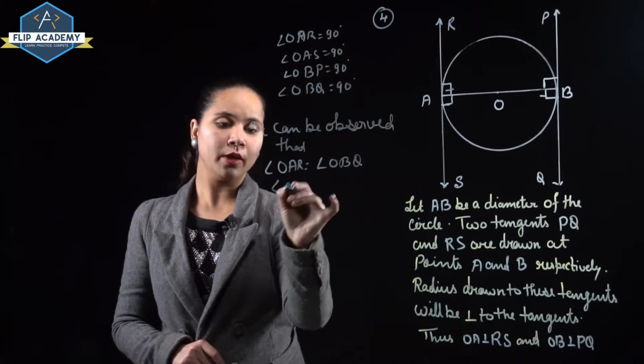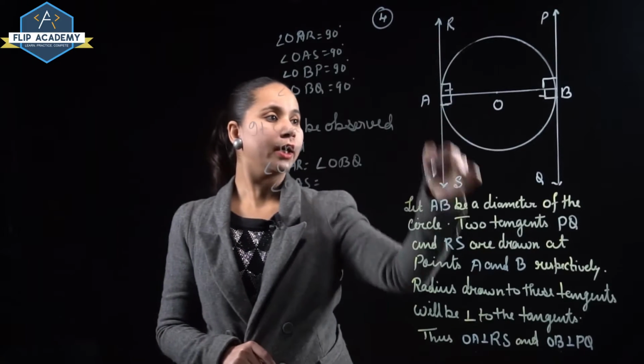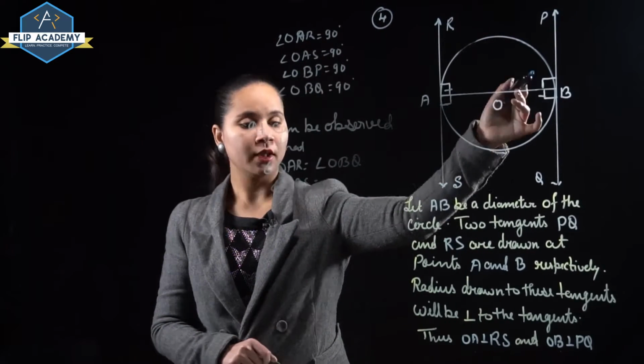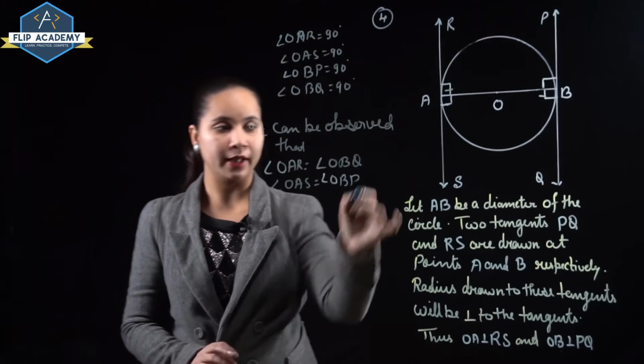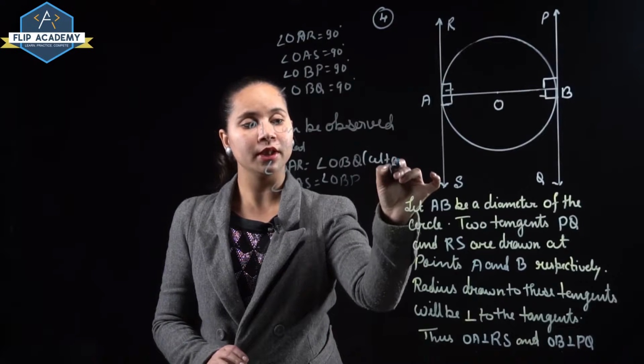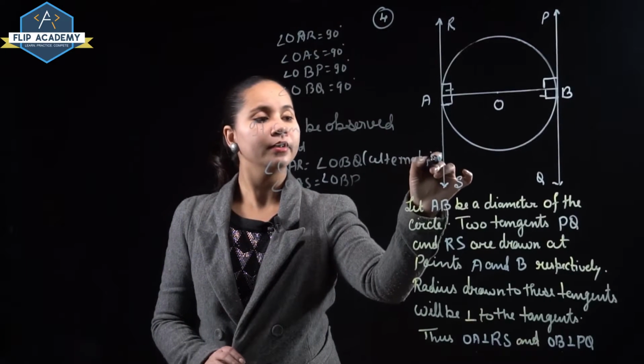Now it can be observed that angle OAR is equal to angle OBQ. Similarly, angle OAS is equal to angle OBP. तो इस तरीके से ये एंगल्स क्या आ गए? इक्वल टू ईच अदर आ गए. Why are these equal to each other? Because these are alternate interior angles.